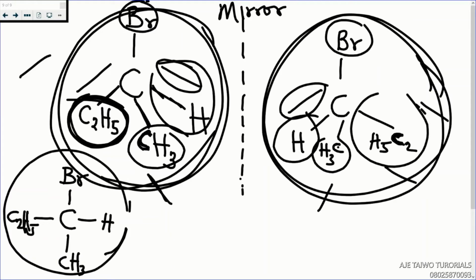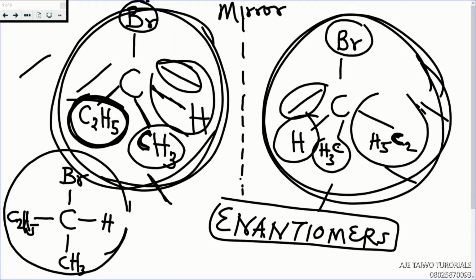And the two of them are called enantiomers. These two are called enantiomers. What are enantiomers?